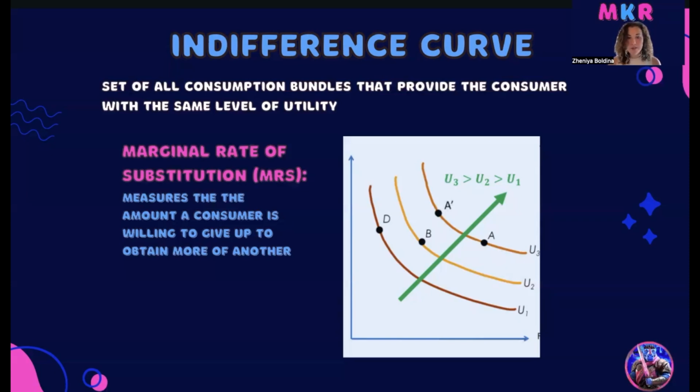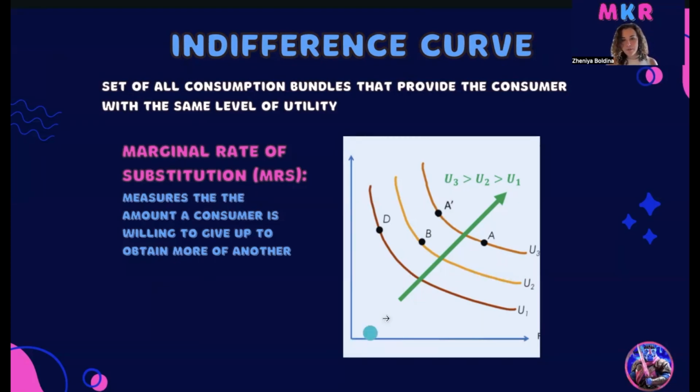another good. So for instance, on our y-axis we're going to have one good, bananas, and on our x-axis we have apples. As we're moving down the utility curve, we're substituting bananas for more apples. This is when the notion of marginal rate of substitution, or MRS, comes in, which measures, as I mentioned earlier, the amount a consumer is willing to give up of one good for another.